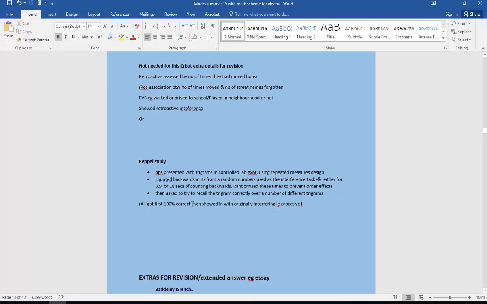Okay, if we wanted another study, we could use Keppel instead. Remember, for this 3 mark, you don't need it, but in terms of interference as a topic and learning a little bit more about that, we could use Keppel. Keppel had participants presented with trigrams in a controlled lab experiment using a repeated measures design.